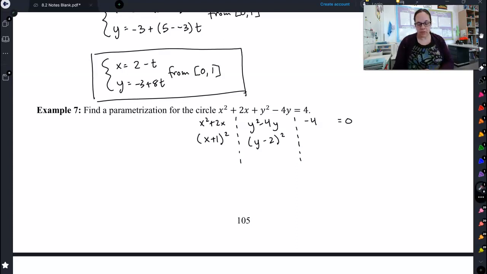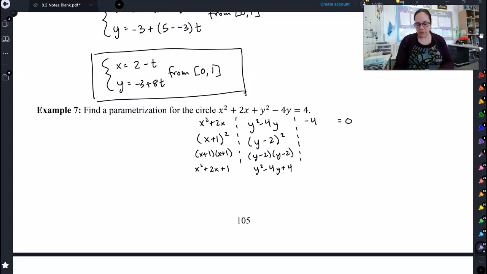So completing the square, first thing we do is cut this one in half, bring our square out, cut this one in half, bring our square out. Then we're going to FOIL it back together to do our check step. So I get x squared plus 2x plus 1, y squared minus 4y plus 4.